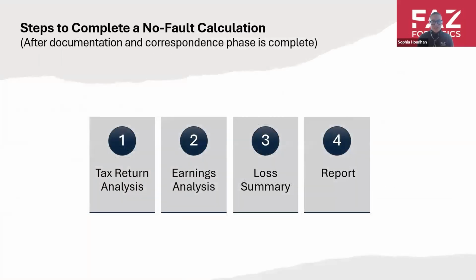So the steps we usually take to complete a no-fault calculation is around 3 different schedules and a written report. So the tax return analysis is typically where we start, and then we'll do the earnings analysis from there, roll it up into a loss summary, and then we will write a written report just confirming everything that we did in our calculations.